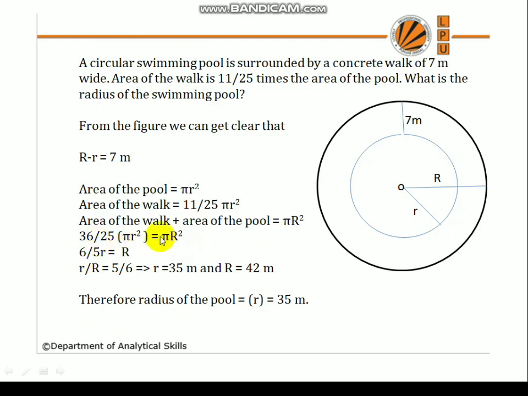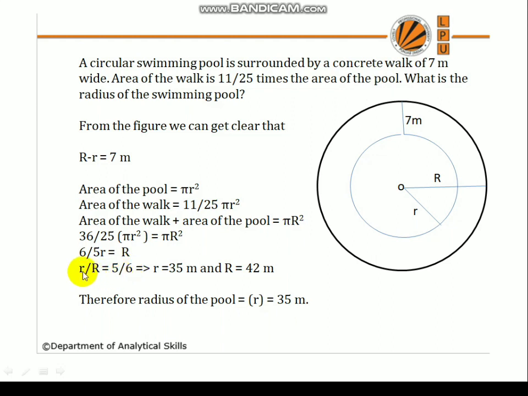Now taking square root on both the sides, pi cancels, and we get 6 by 5 small r equal to capital R. So small r upon capital R equals 5 upon 6. This shows very clearly the ratio of small radius to capital radius is 5:6.